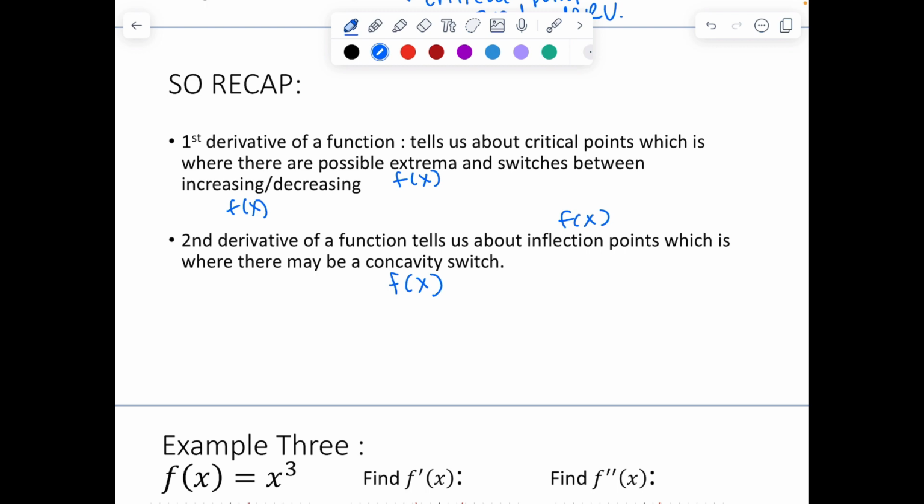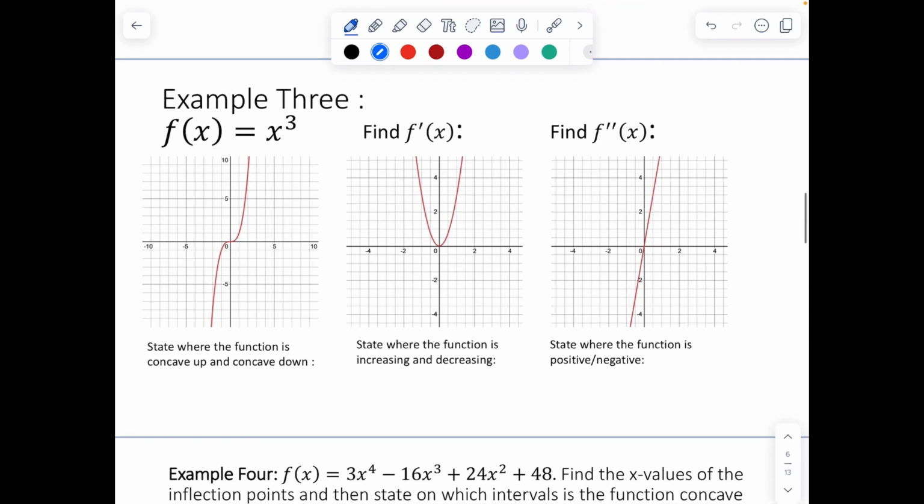So let's just look at three examples right here to put all of this together. Real quick, f of x equals x cubed. Its derivative is 3x squared, and the derivative of 3x squared is 6x. Those are the equations of the original function and the first and second derivatives, and then those are the graphs.